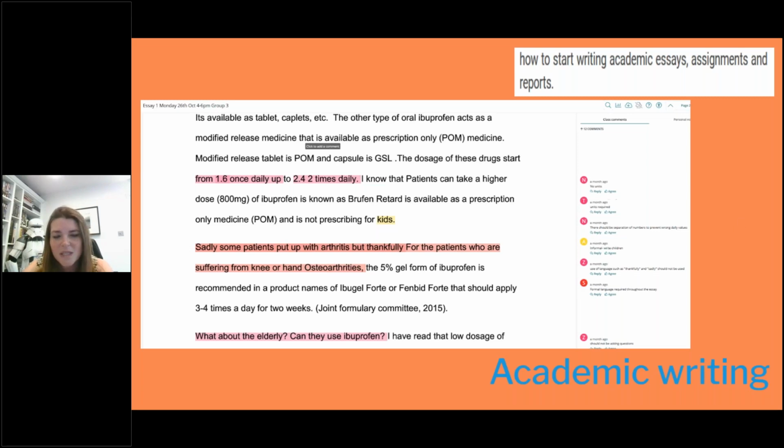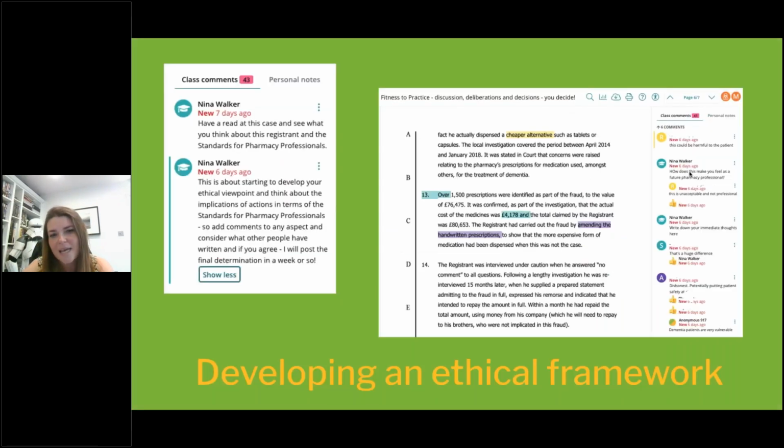So the last one that I want to talk about is perhaps the most interesting for me. As a pharmacist, I'm bound by a set of standards for pharmacy professionals, and they're incredibly important, but they're not the most exciting document to read. So I had, I think, also a chat with Matt about how we could use Talis Elevate going forward.